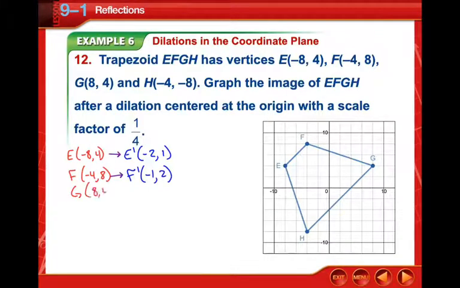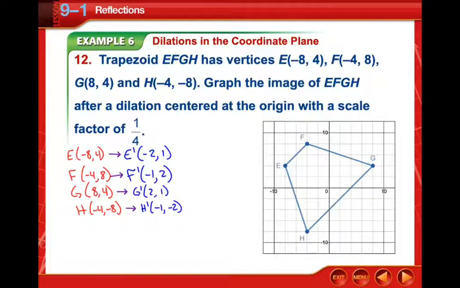G is at 8, 4. H is at -4, -8. So G prime is going to be at 2, 1. And H prime is going to be at -1, -2. Now we're ready to go. So got to be careful too because this graph is scaled. So got to be wary of that.